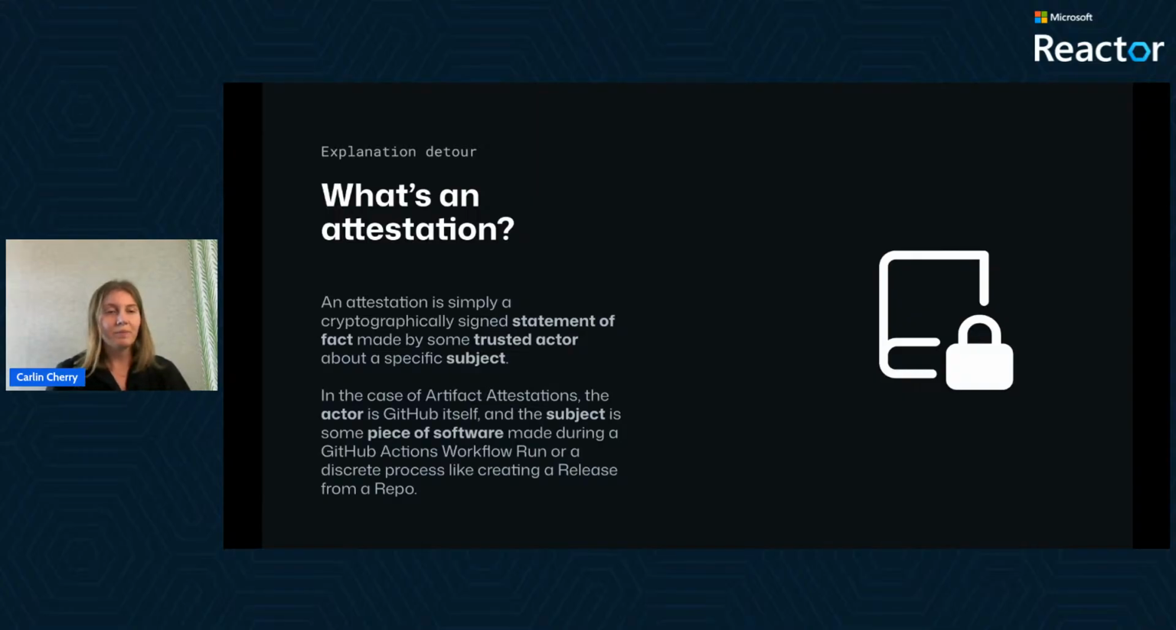Quick detour, you might be wondering, what exactly is an attestation? An attestation is basically a cryptographically signed statement of fact by some trusted actor about a specific subject. So in the case of artifact attestations, of course, the actor is GitHub, and the subject is some piece of software made during a GitHub Actions workflow.